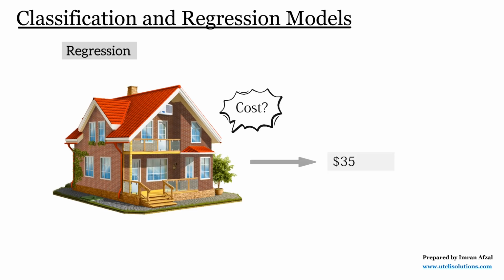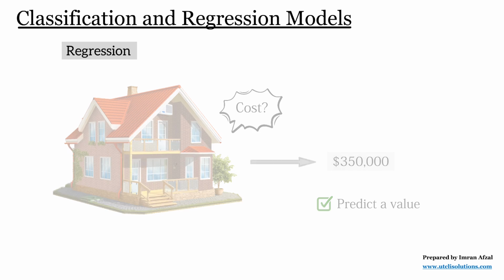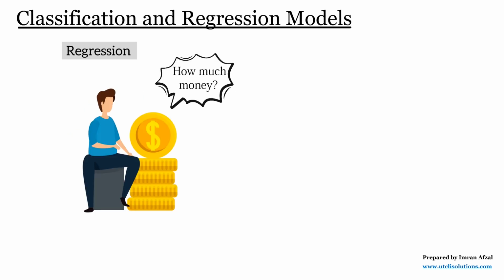Now let's learn about regression. Regression is different. In regression, the answer is a number, not a group name. We use regression when we want to predict a value. For example, if we want to know how much money a person will earn next month, we use regression.